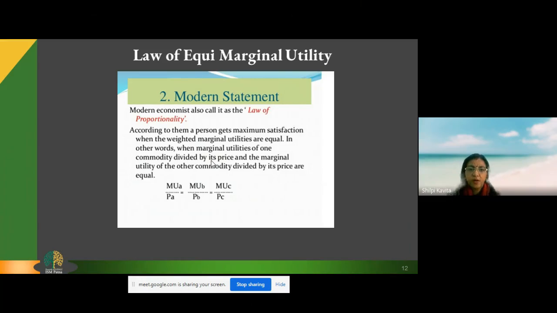In other words, when marginal utility of one commodity divided by its price and the marginal utility of other commodity divided by its price are equal. That is, MUA upon PA is equal to MUB upon PB is equal to MUC upon PC. So these three should be equal. Or if any other commodity is also added, their marginal utility divided by its price should also be equal.